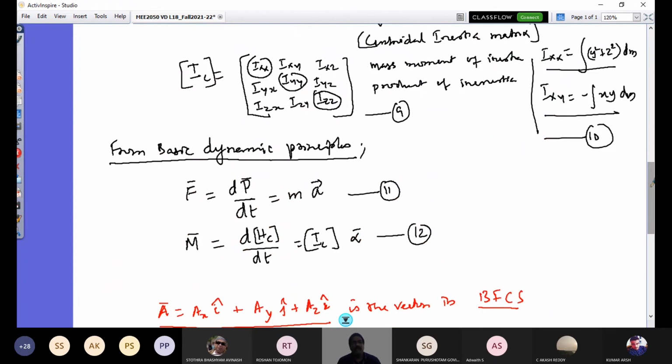What is the definition of force? That's from Newton's second law. What is Newton's second law? Force is equal to mass times acceleration, or the rate of change of linear momentum, right? So that's Newton's second law. The first equation is clear for you. Is that correct?